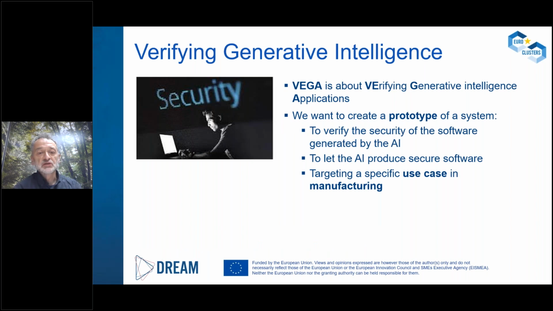The project, which we called VIGA, is about verifying the software generated by generative intelligence applications. We want to create a prototype, the first type of project that is allowed in this open call. The prototype has the goal to verify the security of the software generated by the intelligence, let the intelligence produce more secure software, and we want to do all this targeting a specific use case in manufacturing.